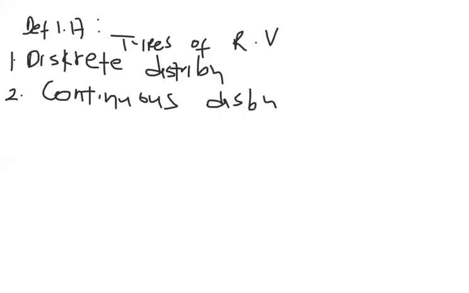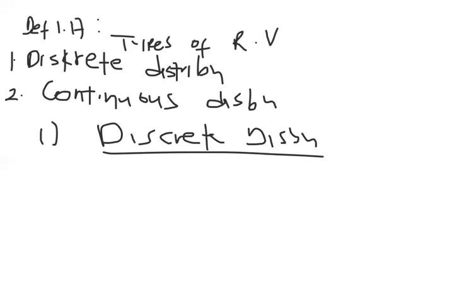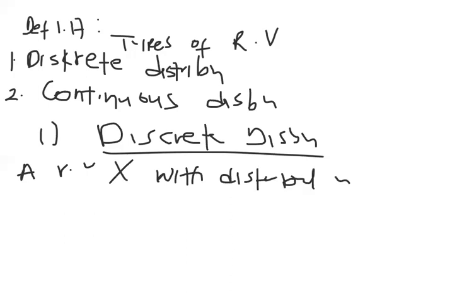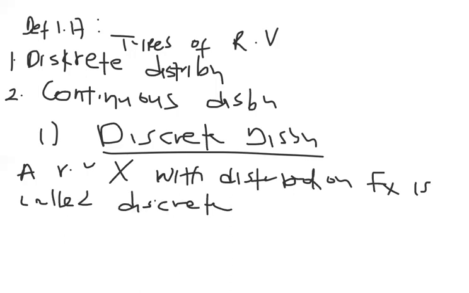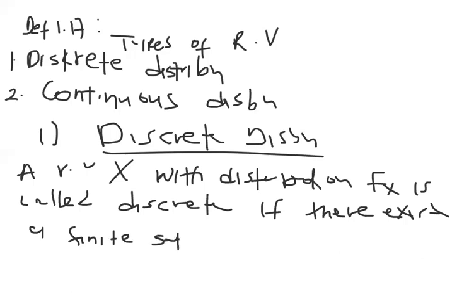So when we look at the discrete case, the first one, the discrete distribution, you can say that a random variable x with a distribution f of x is called discrete if there exists a finite set, that is I equals to, let's say, T1 up to Tk.